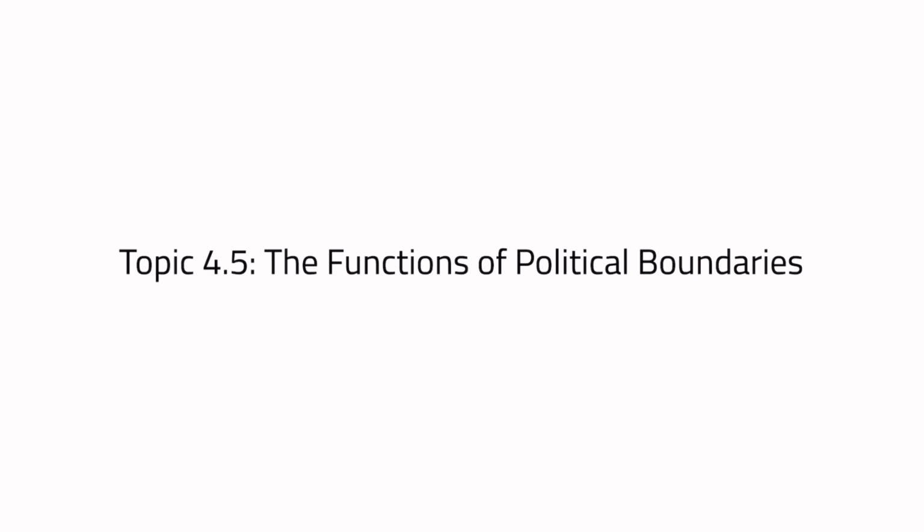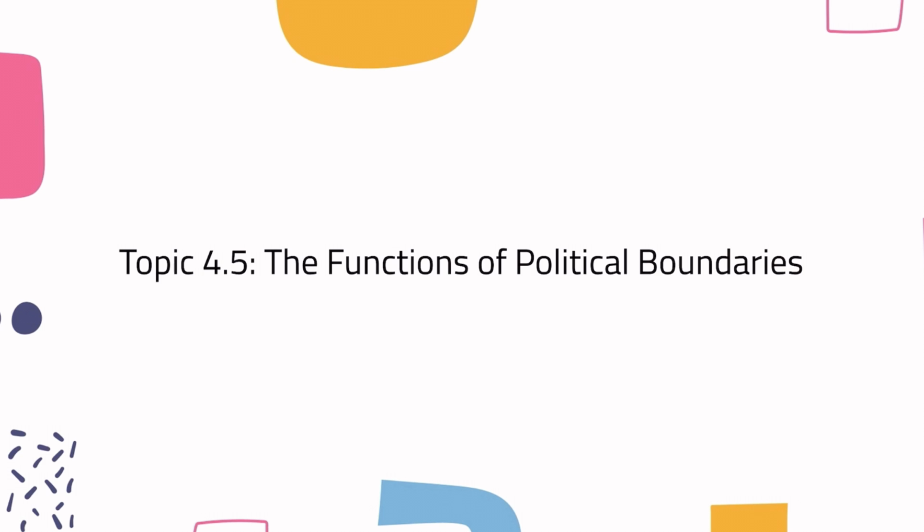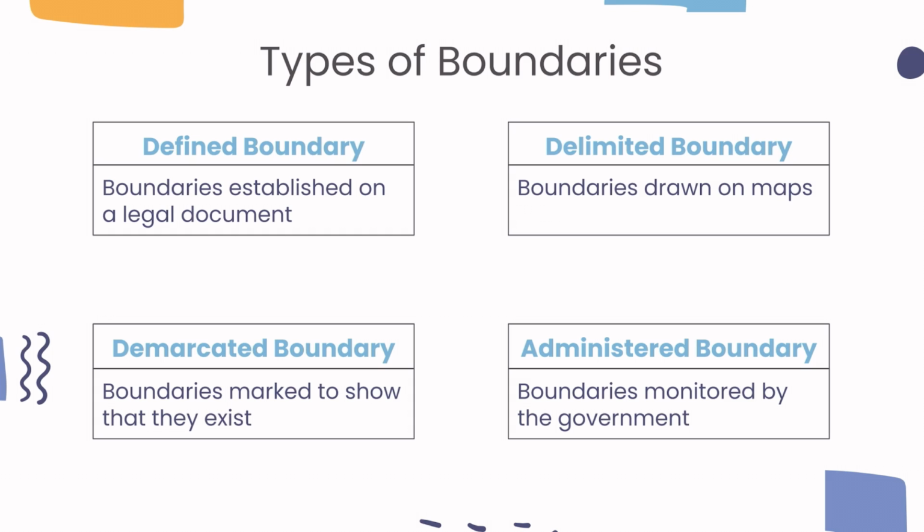To continue from the previous video of Unit 4, I will now talk about the different formations of boundaries. A border can be considered a defined boundary when boundaries are established by a legal document. A border can also be considered a delimited boundary when boundaries are drawn on the map. Sometimes a border would be considered a demarcated boundary when it is marked to show that the boundary exists. For example, there may be fences or walls that are placed to show that the boundary exists. Lastly, a border can be considered an administrative boundary when it is monitored by the government.